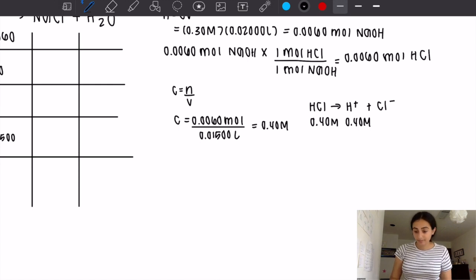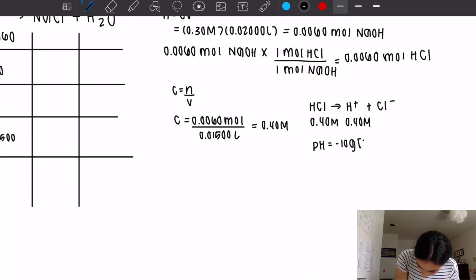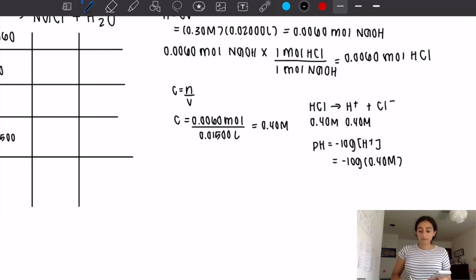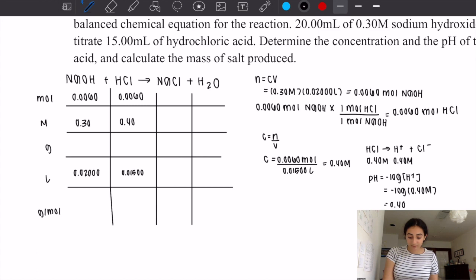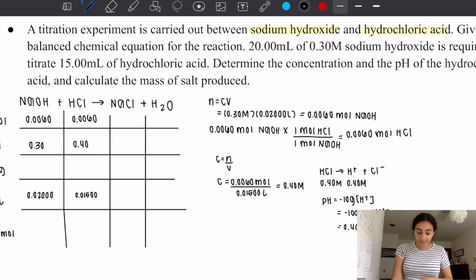So now to calculate pH, I'm going to do the negative log of the concentration of hydrogen, which equals the negative log of 0.40 molarity, which is going to be 0.40. Because the sig figs for pH start after the decimal point, so that is our pH of 0.40.